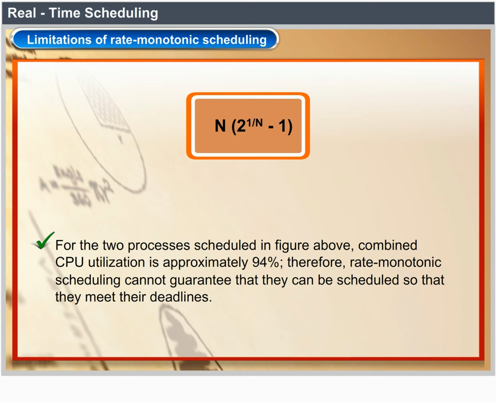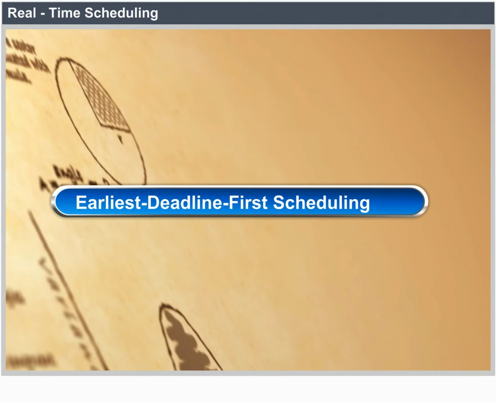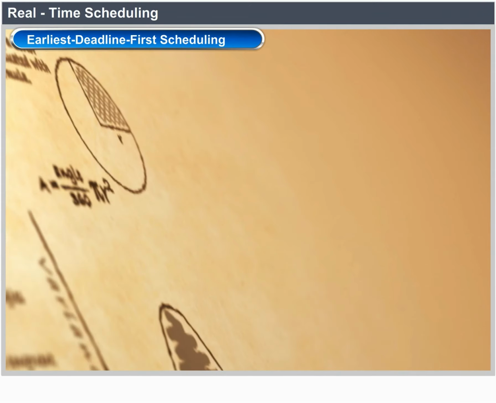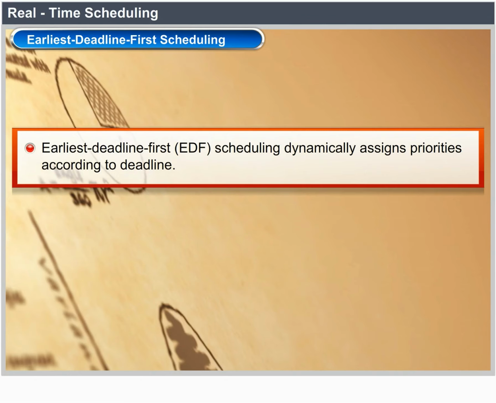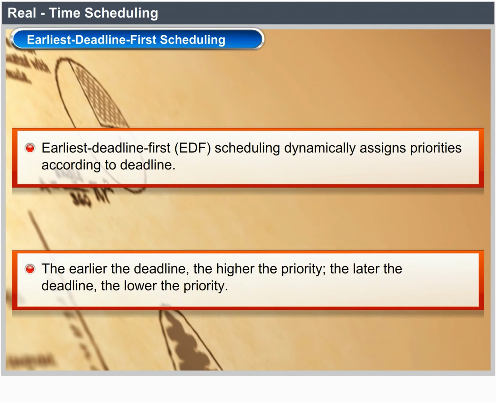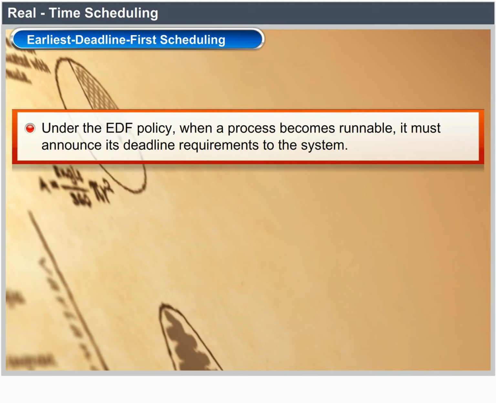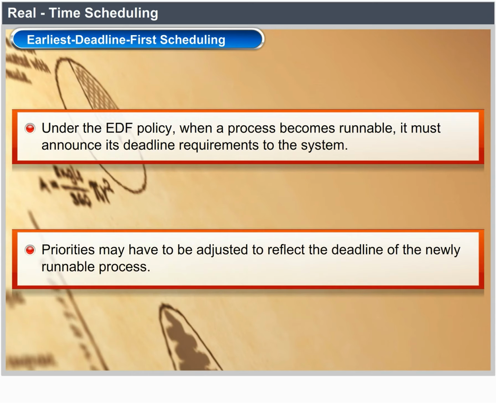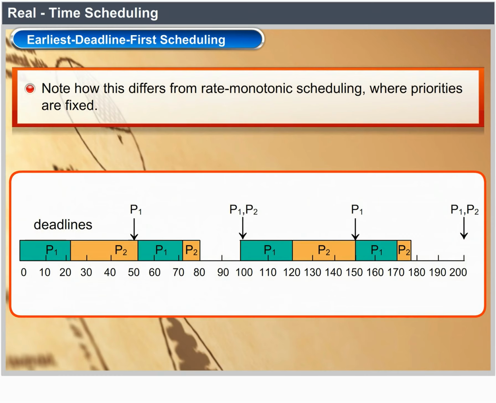Earliest deadline first scheduling. Earliest deadline first, EDF, scheduling dynamically assigns priorities according to deadline. The earlier the deadline, the higher the priority. The later the deadline, the lower the priority. Under the EDF policy, when a process becomes runnable, it must announce its deadline requirements to the system. Priorities may have to be adjusted to reflect the deadline of the newly runnable process. Note how this differs from rate monotonic scheduling, where priorities are fixed.